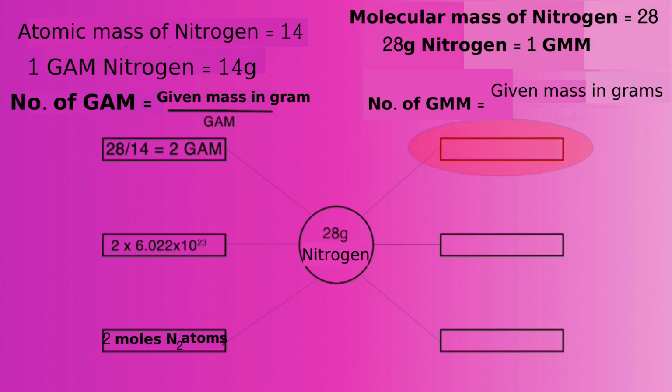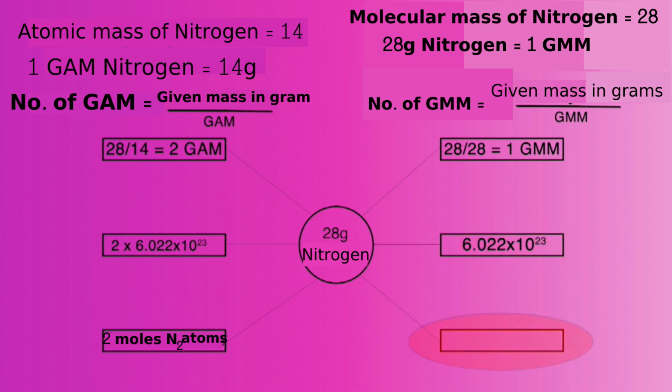1 GMM of any substance contains 6.022 into 10 raised to 23 molecules or Avogadro's number of molecules. 28 gram nitrogen represents 1 GMM nitrogen. How many molecules are present in 28 gram nitrogen? 6.022 into 10 raised to 23 molecules are present.